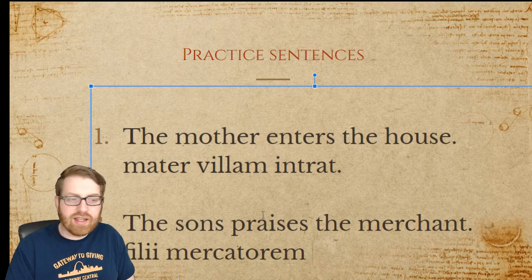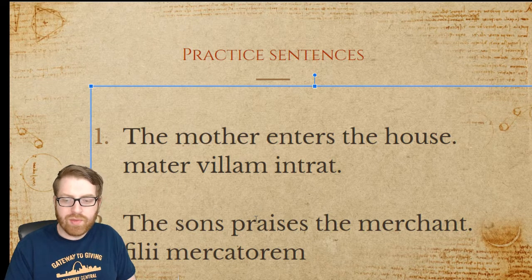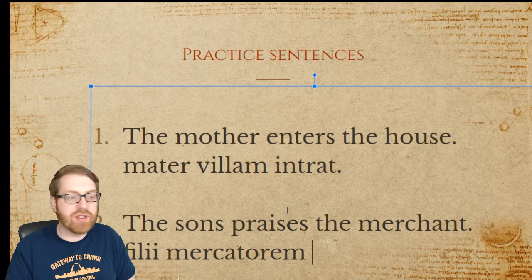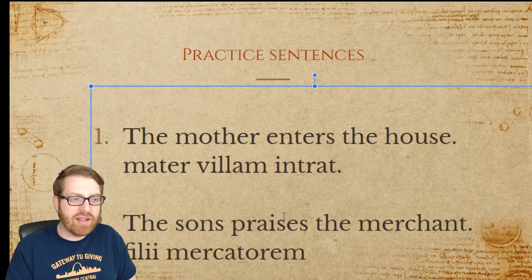All right, and then praises. Again, this is happening in the present tense. If it was imperfect, it would be was praising. If it was in the perfect, it would be praised. If it was in the pluperfect, it would be had praised. But since it's praises, we know it is the present.